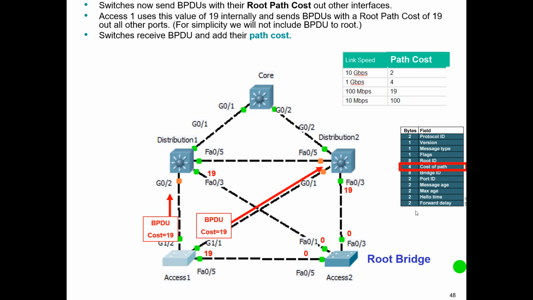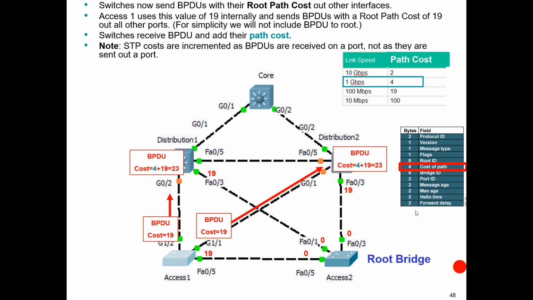Again, not out of its root port interface, but all other interfaces. It will add the path cost of the additional links. Note that STP costs are incremental as BPDUs are received on a port. They are cumulative.